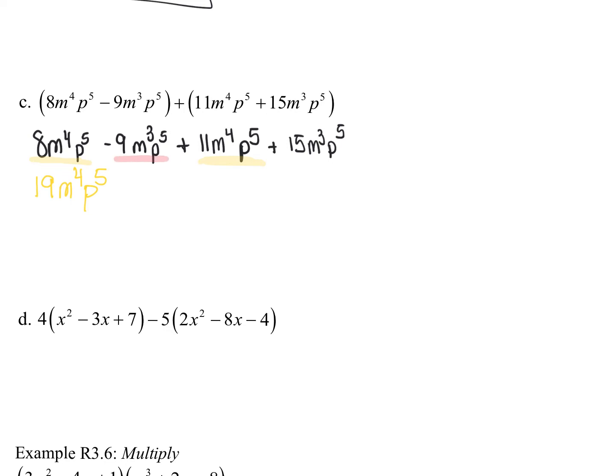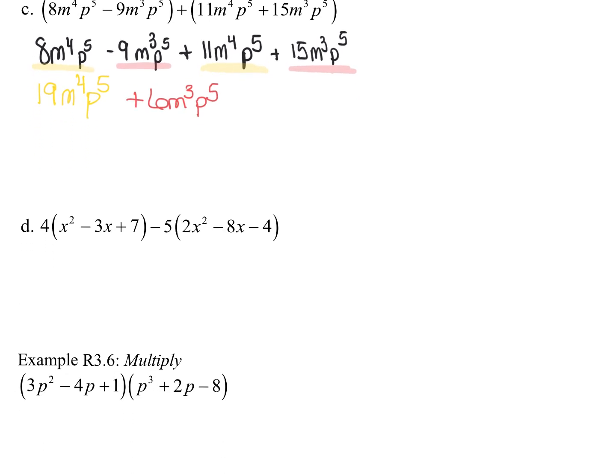This is m to the third, p to the fifth, and this is m to the third, p to the fifth. So those 2 go together. They're exactly the same variables. -9 of something plus 15 of something makes +6 m to the third, p to the fifth.